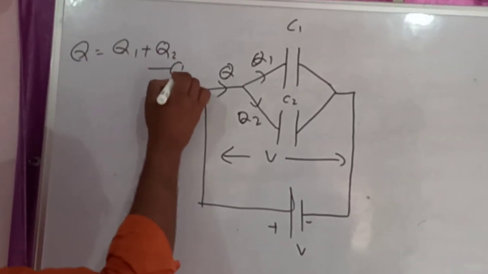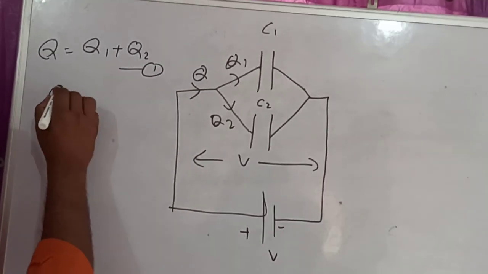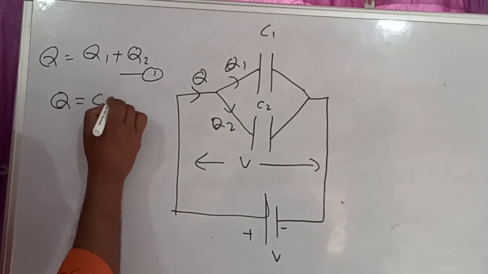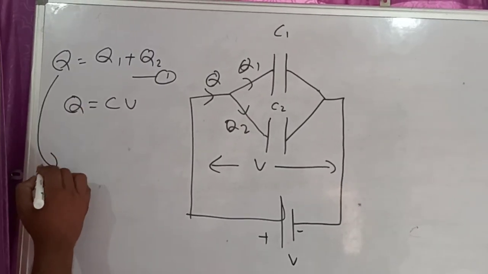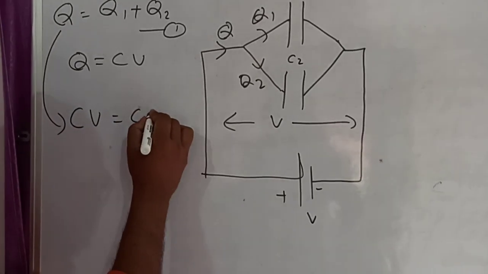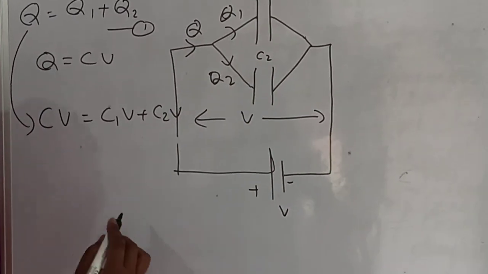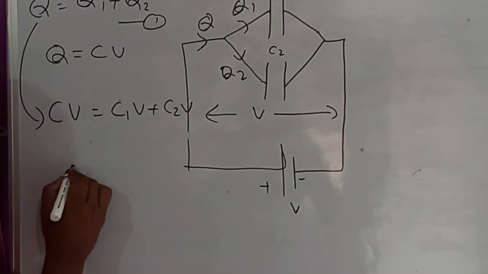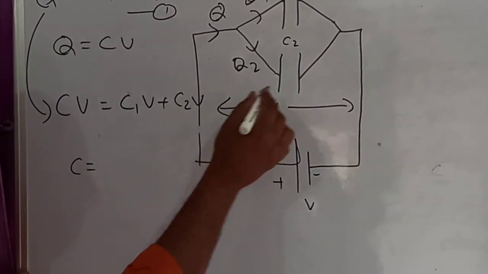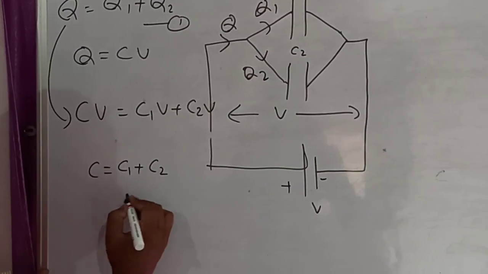Say it is equation 1, and we have Q equal to CV. So the above equation will turn into Q equal to C1V plus C2V. V is common for these two capacitors. So now you can write C, the effective capacitance of these two capacitors, as C1 plus C2.